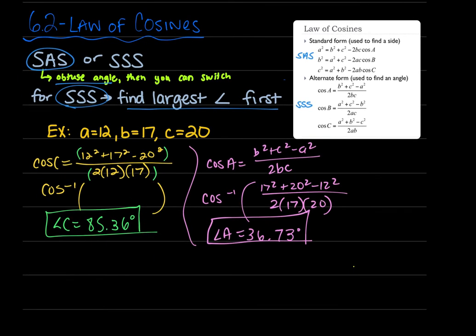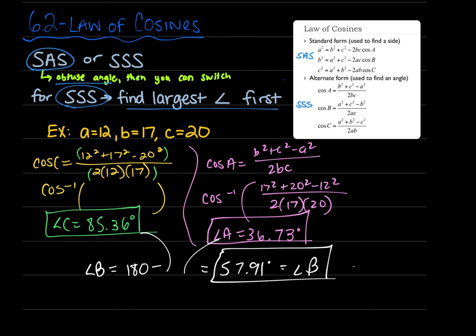So then when I go to find angle B, the last one, I can just do 180 minus these two. So 180 minus 85.36 minus 36.73 is 57.91 degrees. You can also check it using law of cosines. If I wanted to use the inverse of cosine, it may not be exactly the same because we've rounded, but it should be pretty close to that 57.91.